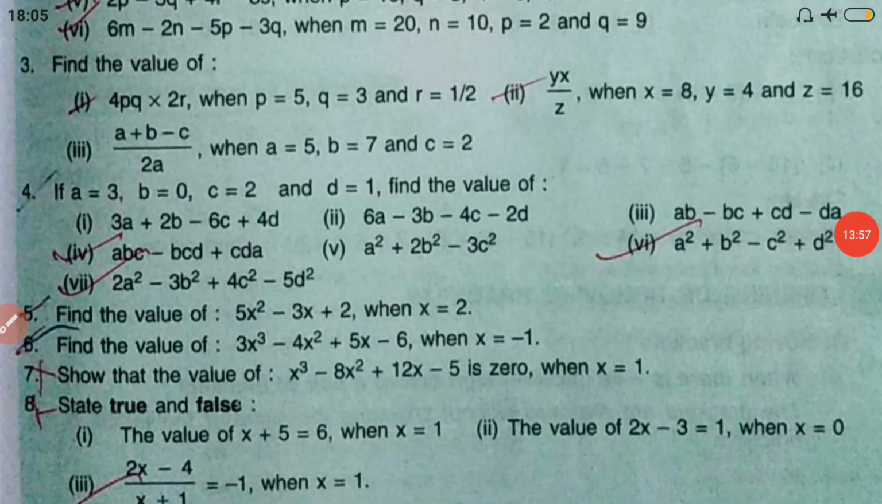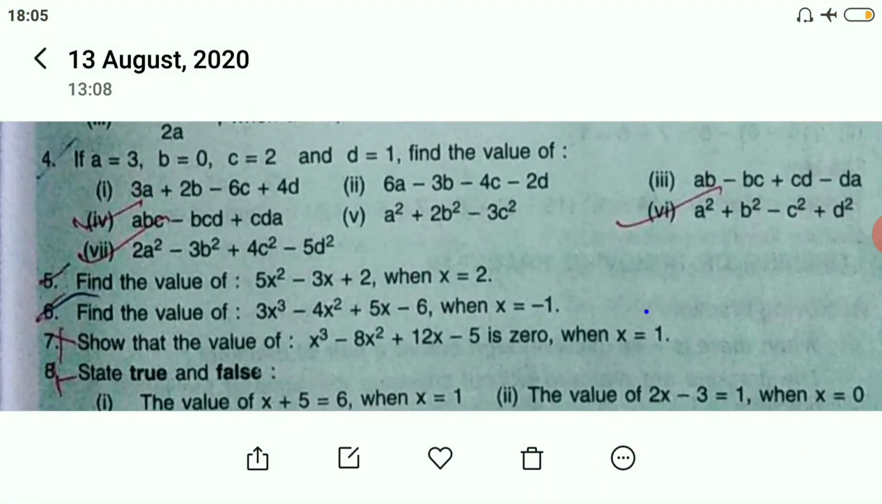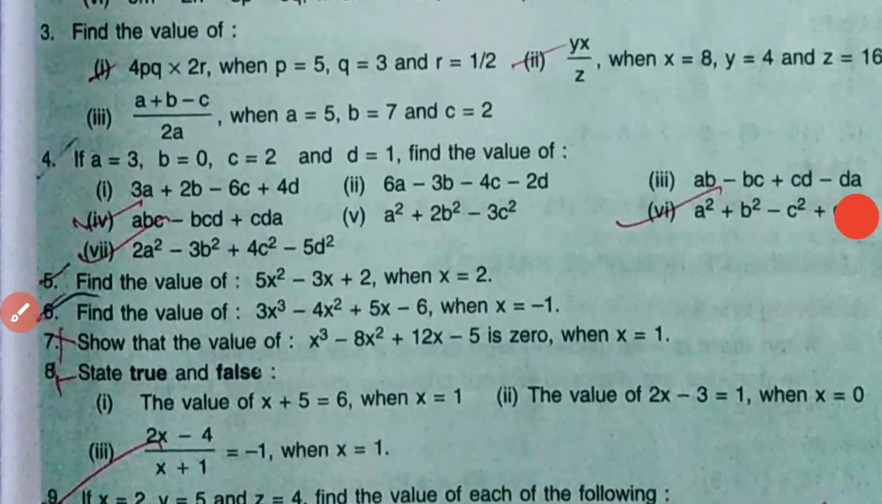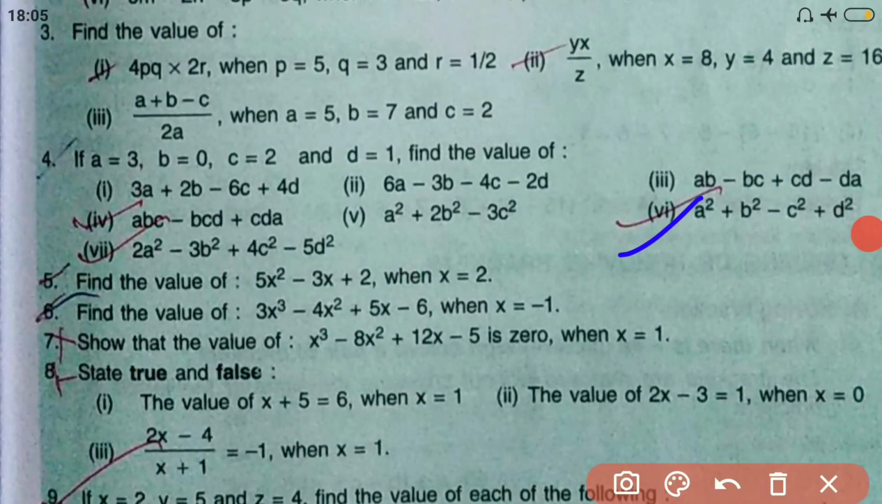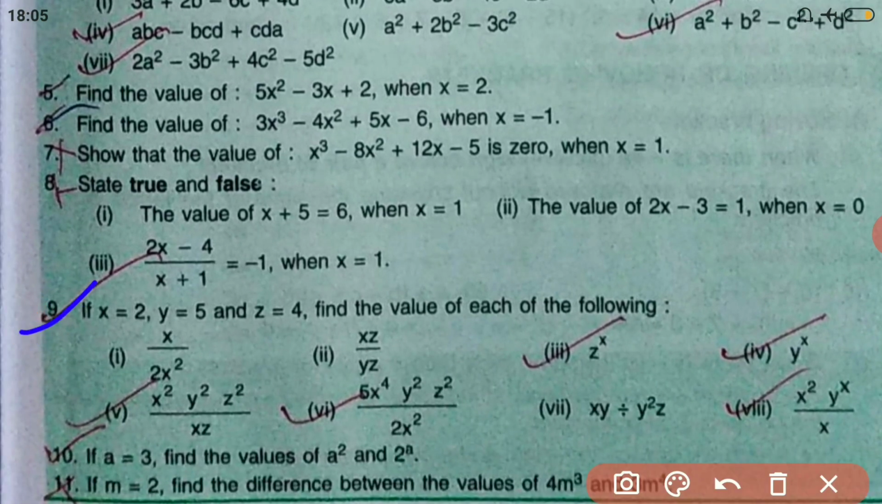Please try to do number 4.6 and 4.7 by yourself. We are doing number 5, we shall do number 6. We are not going to do number 7 and 8, right? Then directly we will be doing number 9 and 10. Again we are leaving out number 11. Okay, let us go and try to do number 5.